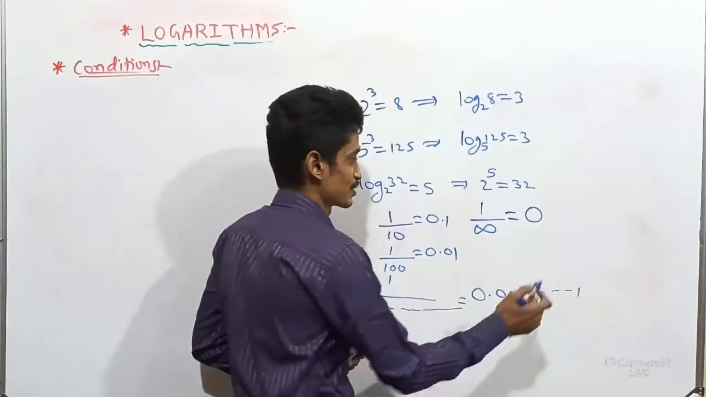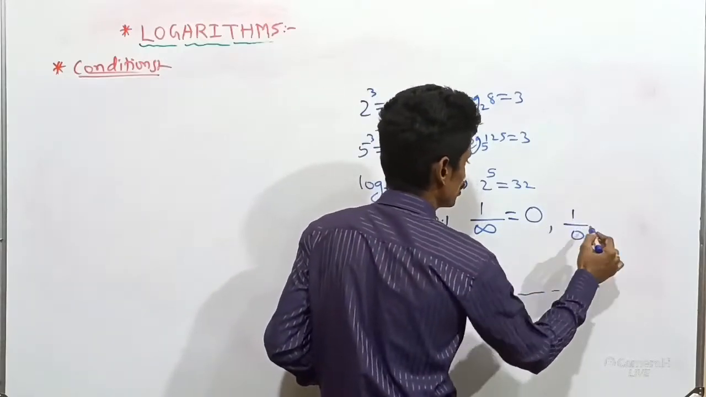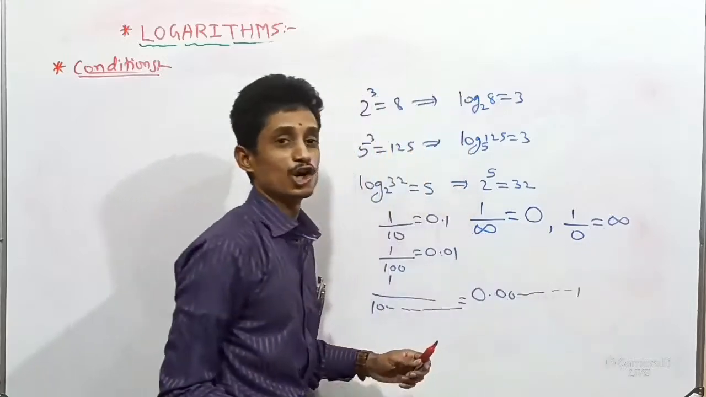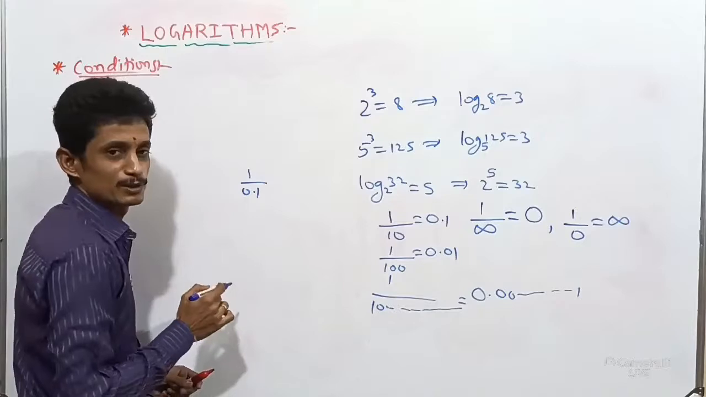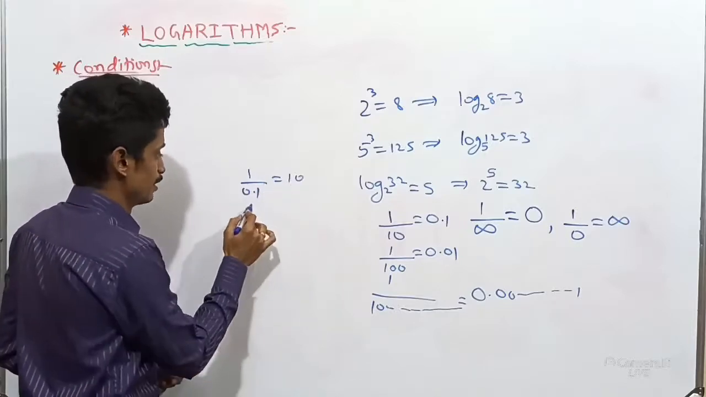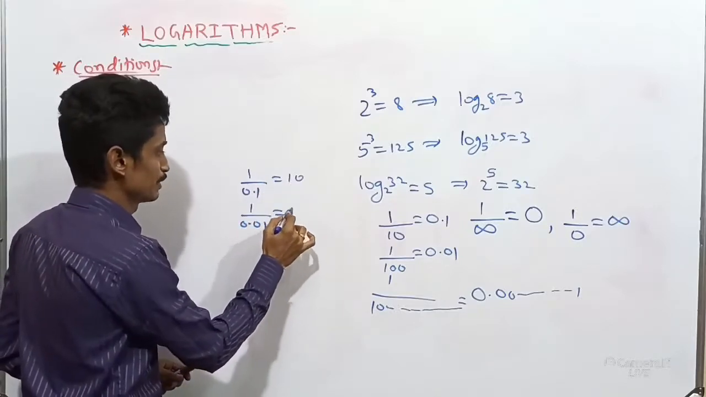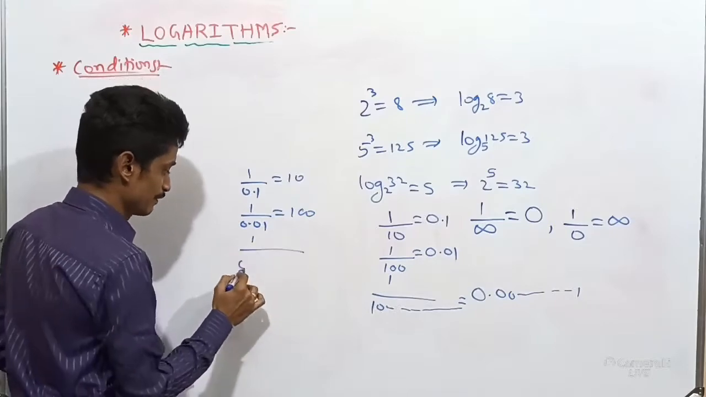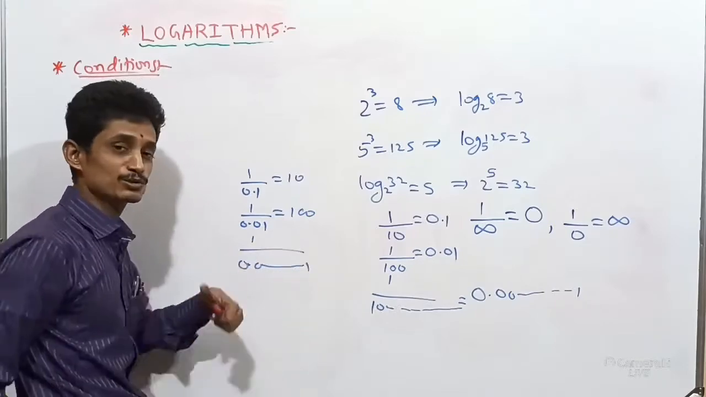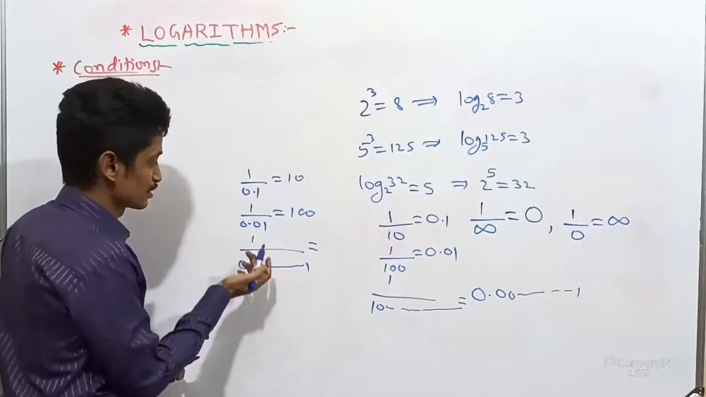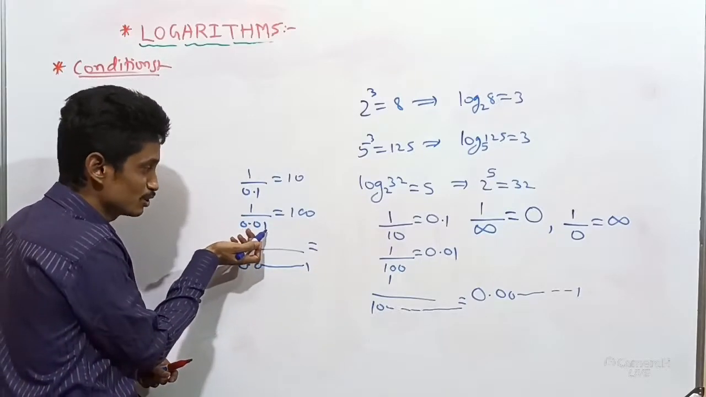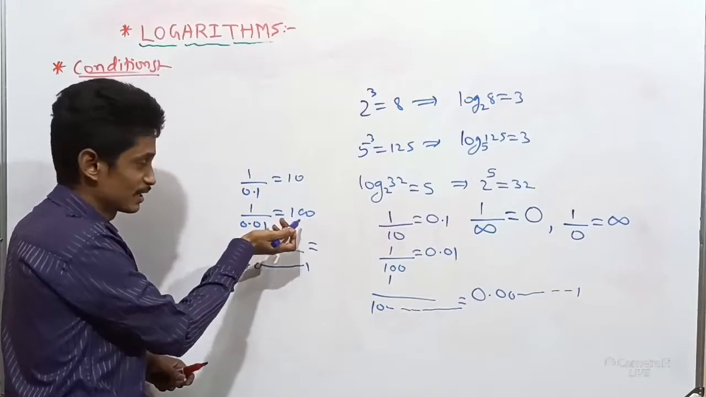1 by 0, our answer will be not defined. In the reverse case you take 1 divided by 0.1, answer is 10. 1 divided by 0.01, answer is 100. 1 divided by 0.0000 and so on 1. At this time, we cannot answer. When we have 0.01, the value will be 100.